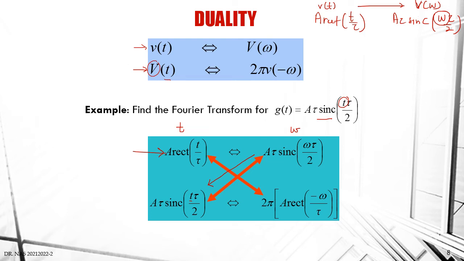And then on the right hand side, what is the Fourier transform? You need to switch this one into this location, so multiply with 2 pi. Just copy the equation, a rectangular. Remember this side is for omega, so it is omega over tau, but given a negative sign.